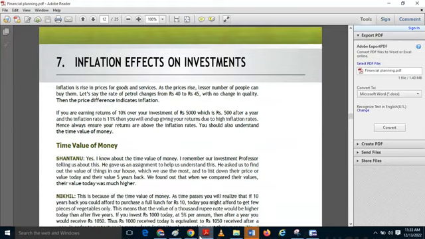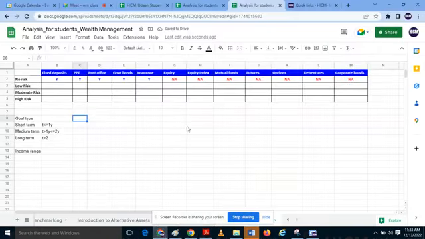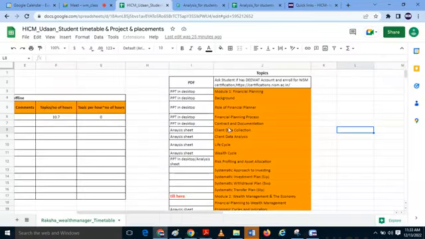Okay, so chalo, I will move forward. Background, financial planning. This we have done. Okay.